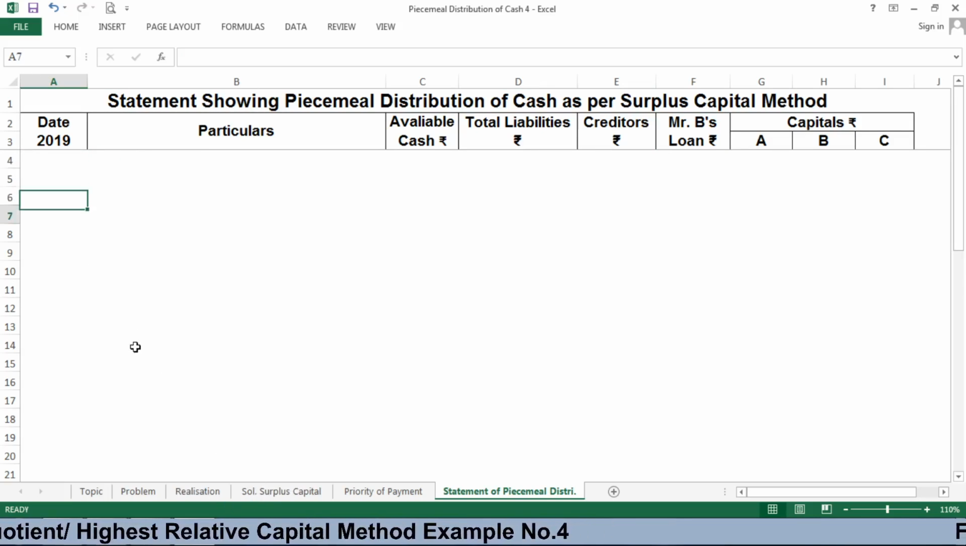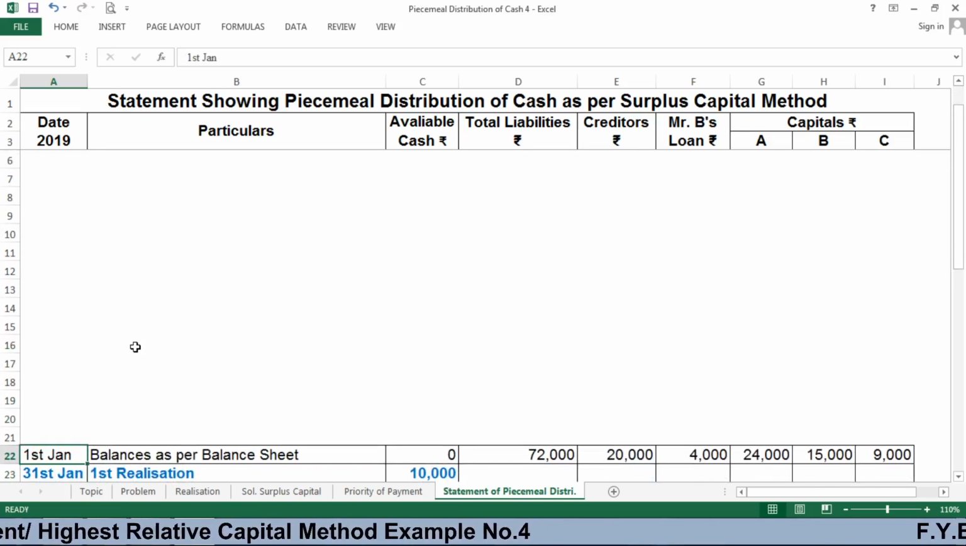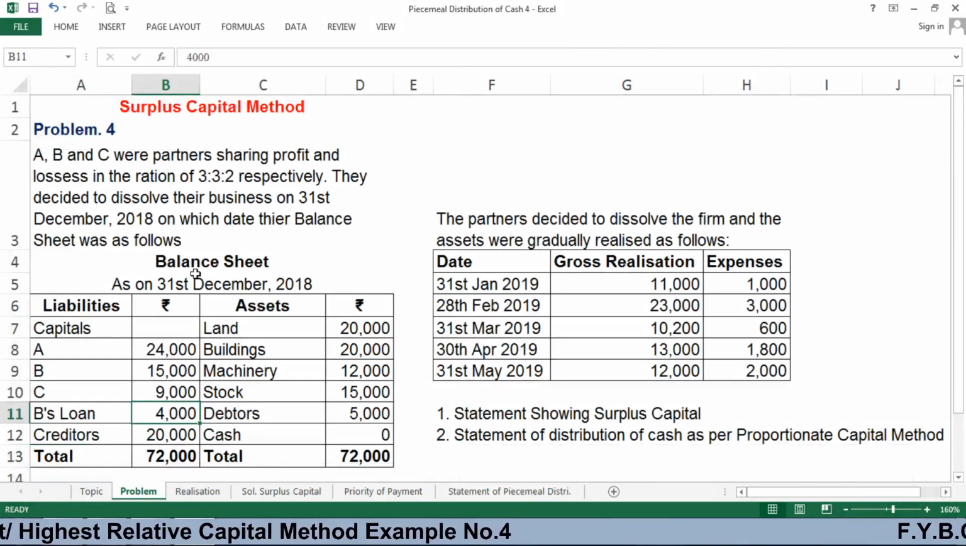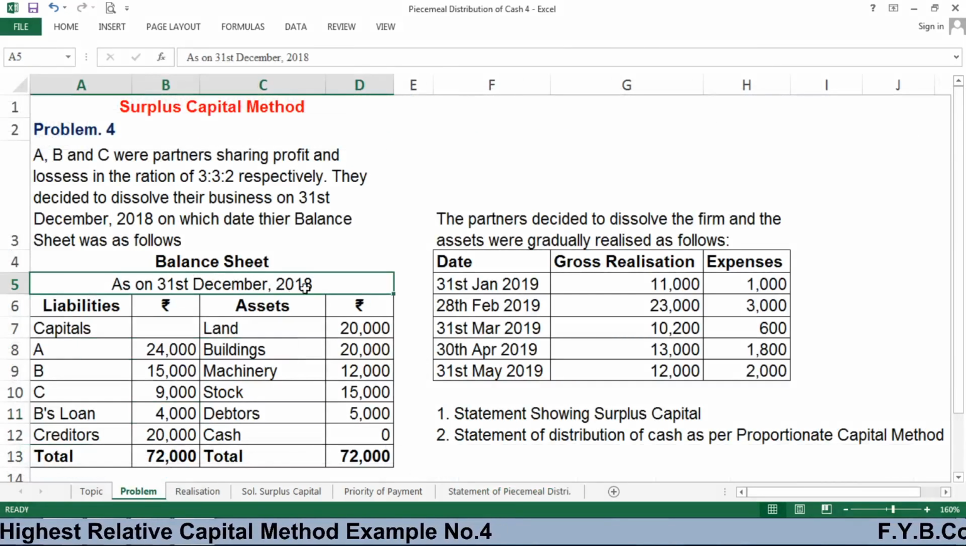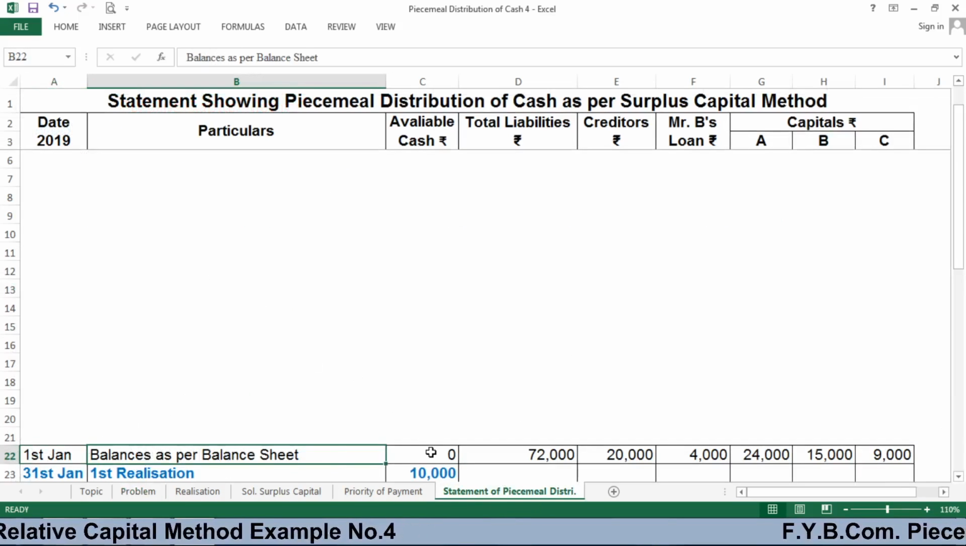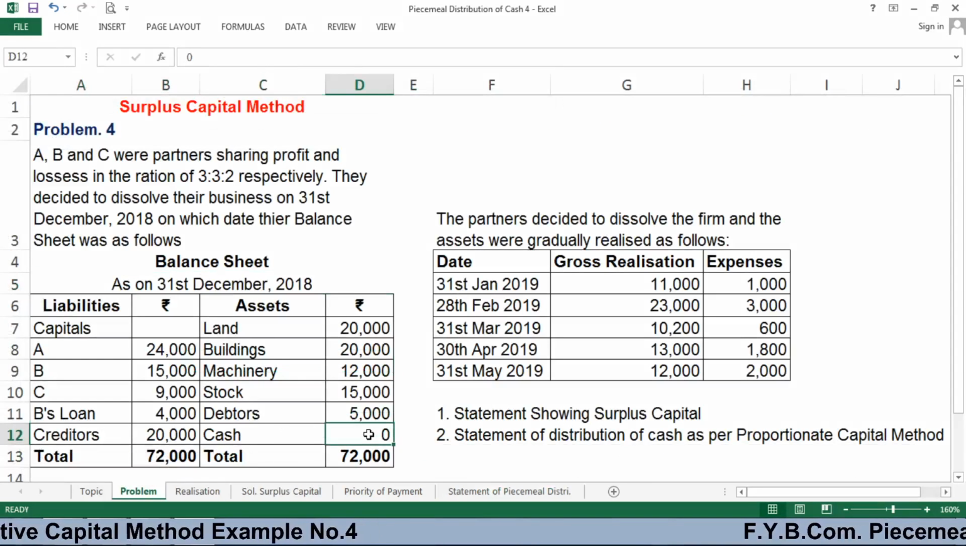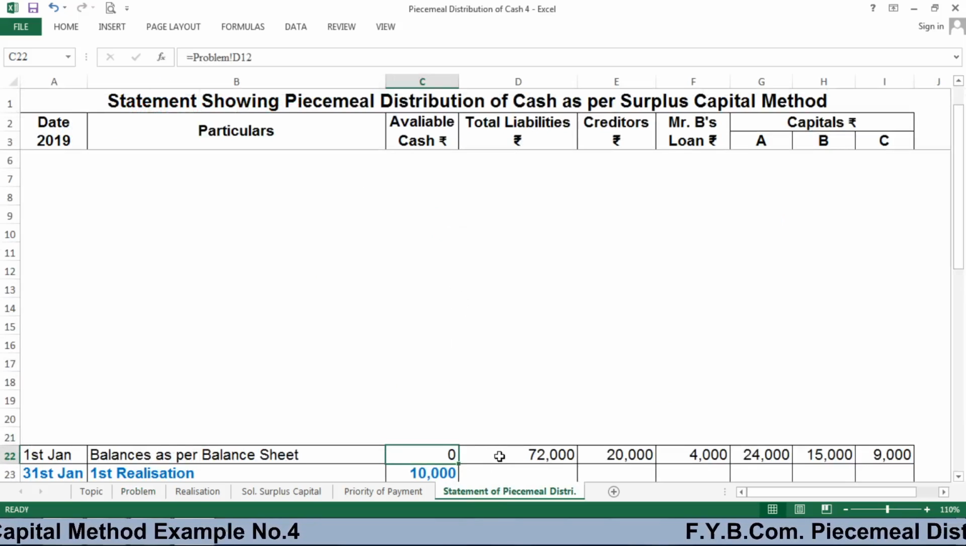We have the balances as per balance sheet. Just put on the balances on 1st January, that is 2019. Our balance sheet is on 31st December 2018. So on the very next day we will put on all the balances, and overnight it will not change. So the balances will be the same. So here on the 1st January, balances as per balance sheet, we don't have a single rupee of cash. As I earlier mentioned while dictating the example, cash is 0.